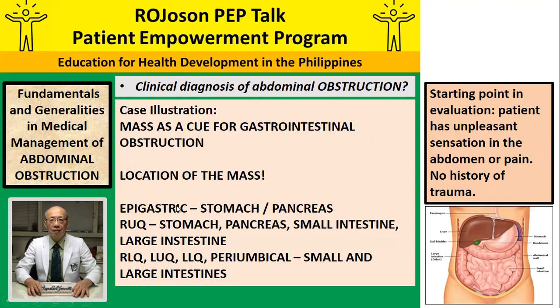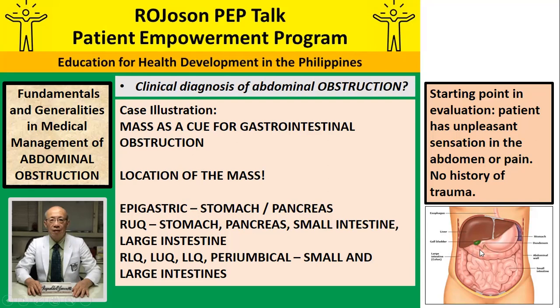Now, if there is a mass that you are able to palpate, then you consider the location of the mass. If the location of the mass is in the epigastric area, meaning here at the center, then you think of the stomach and the pancreas. If on the right upper quadrant, you still think of the stomach because the stomach extends to the right, the pancreas also, the small intestine is there, and the large intestine is still there.